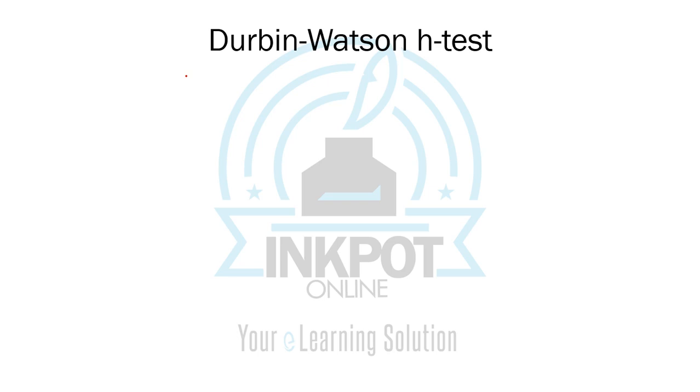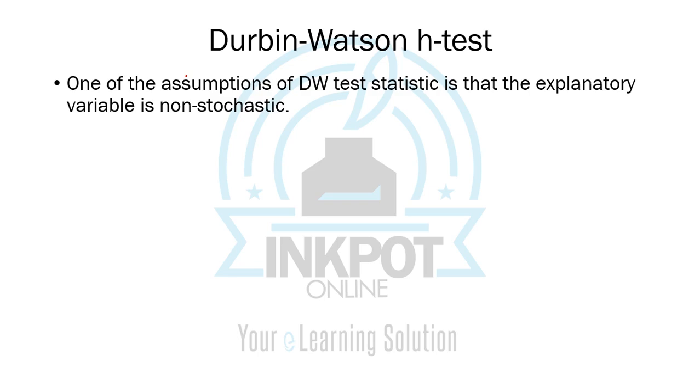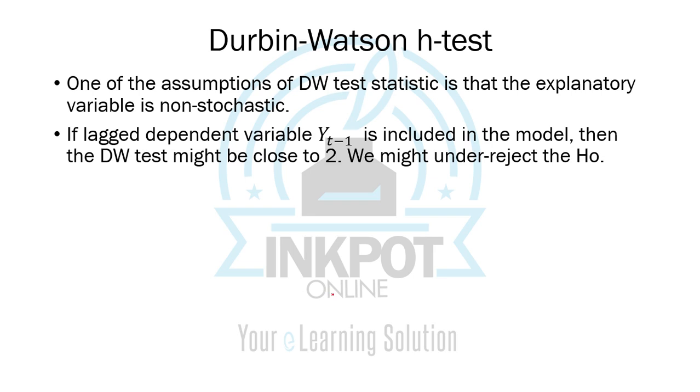We'll now look at the Durbin-Watson H test. If you recall, one of the assumptions of the Durbin-Watson test statistic was that the explanatory variable is non-stochastic. So what happens, let's say, if a regression also includes a lagged dependent variable?